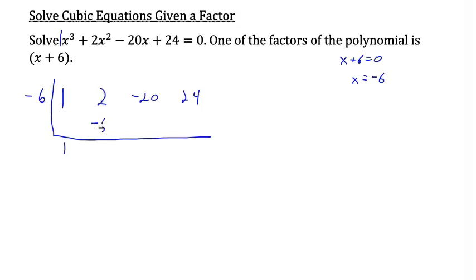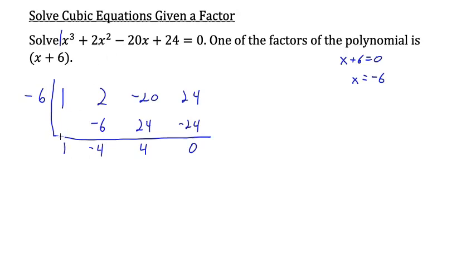1 times negative 6. And then I add. 2 plus negative 6 is negative 4. And then I multiply. Negative 4 times negative 6 is positive 24. And I add. Negative 20 plus 24 is 4. Then I multiply. 4 times negative 6 is negative 24. Add and get 0. So we have a remainder of 0. And actually, we knew that going in because we knew that x plus 6 was a factor.